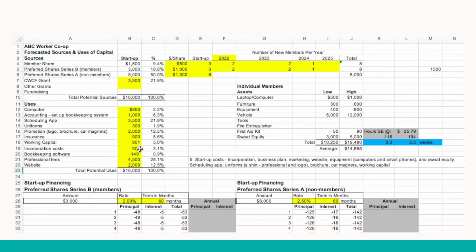This is a service business worker co-op, so the startup costs are relatively low, only $16,000, and you can see how they've forecast their startup costs in terms of sources. So they've got member shares, they've sold preferred shares, Class B to members, they sold shares to outside people who are non-members of the co-op, so Class A shares, and then they've got a CWCF grant here of $3,500. And maybe there's other grants or other crowdsourcing that you can do to raise the capital.